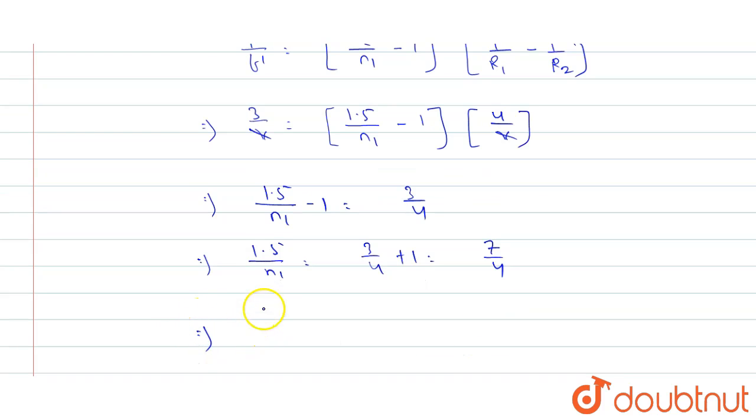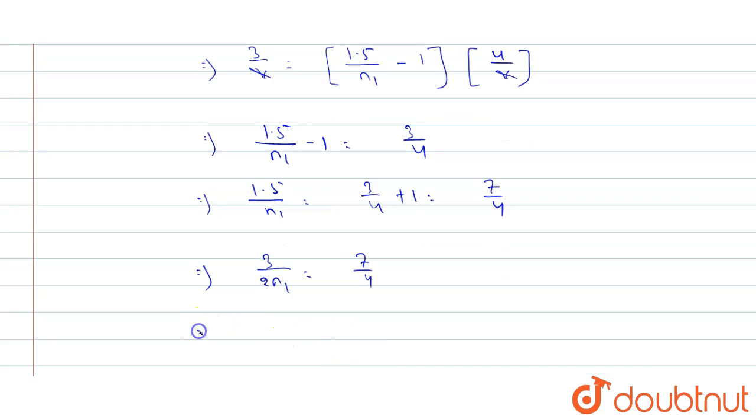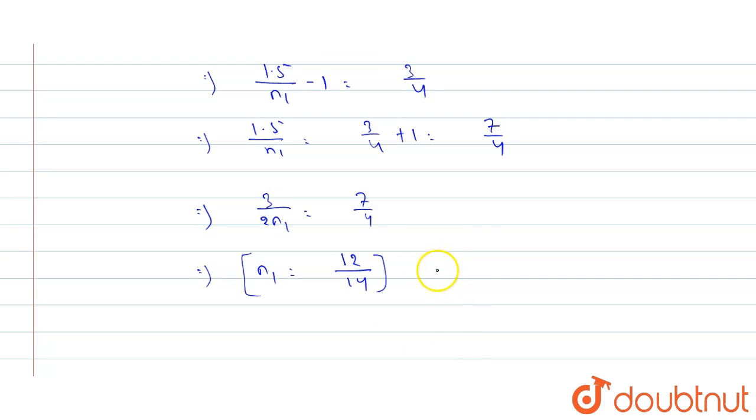That implies 1.5 can be written as 3 divided by 2, so 3 divided by 2 N1 is equal to 7 divided by 4. That implies N1 will be equal to 12 divided by 14. That is, the refractive index of the liquid is 12 divided by 14. This is our answer. Thank you.